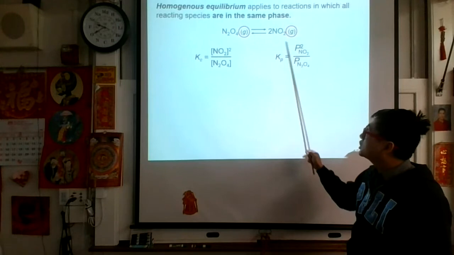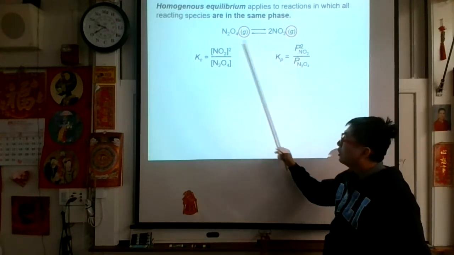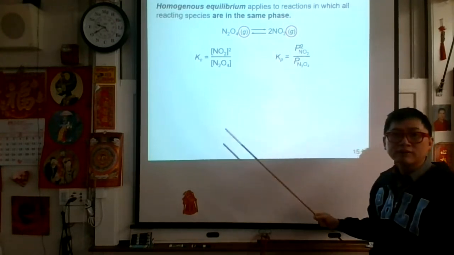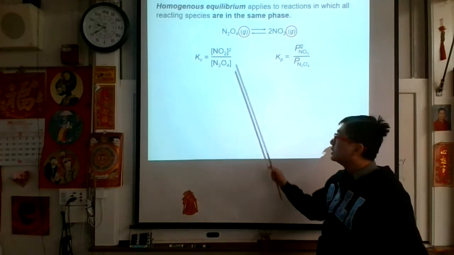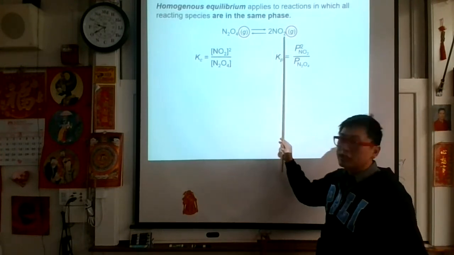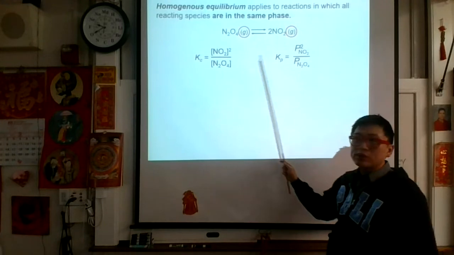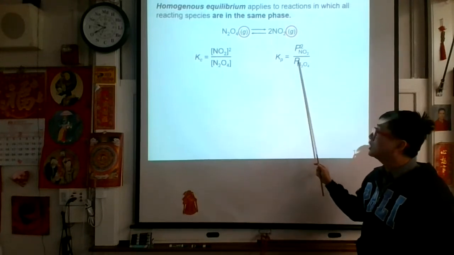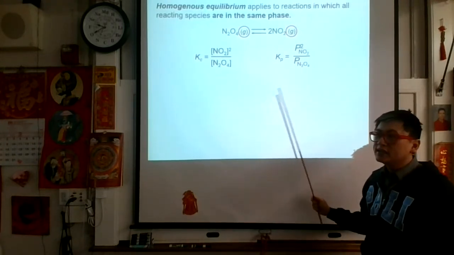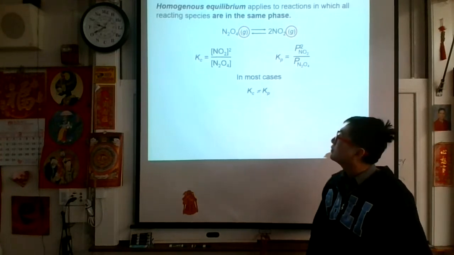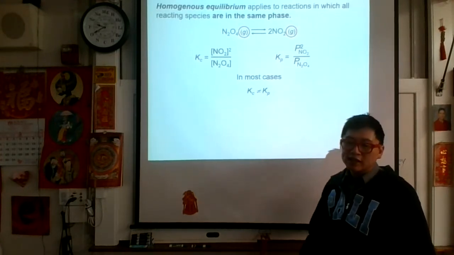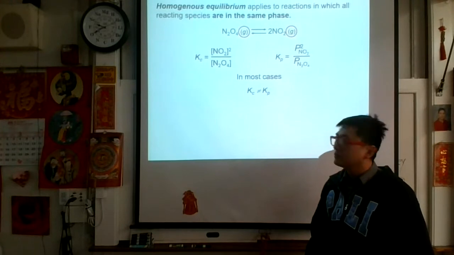Kp is the pressure of NO2 squared over the pressure of N2O4. So the pressure of gases. You do Kc as concentration in molarity, or you do Kp, which is the pressure of each of the gases, and these are usually done in atmospheres. In most cases, Kp does not equal Kc.